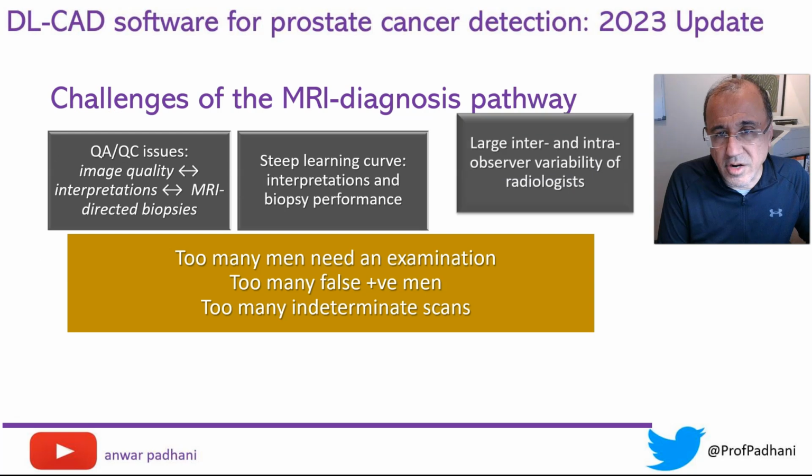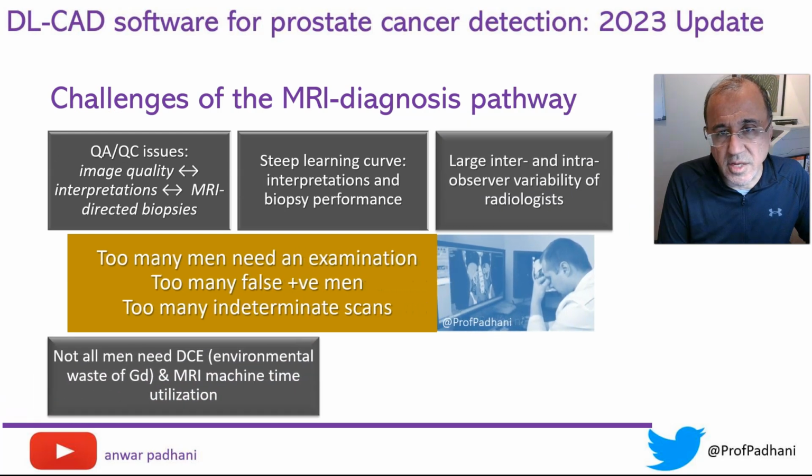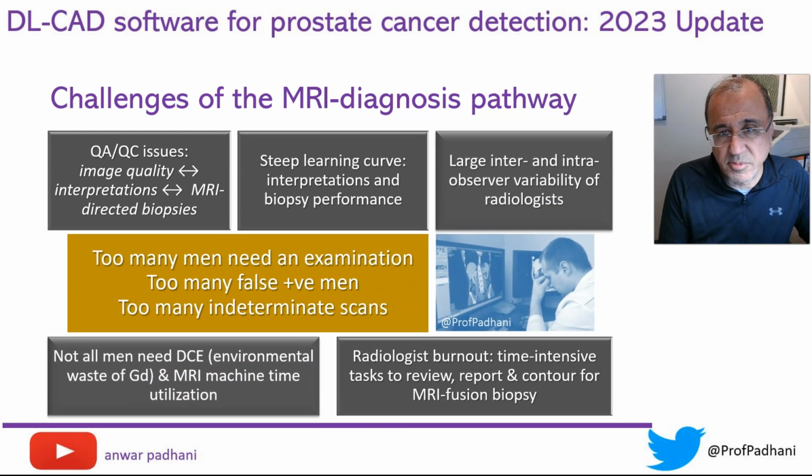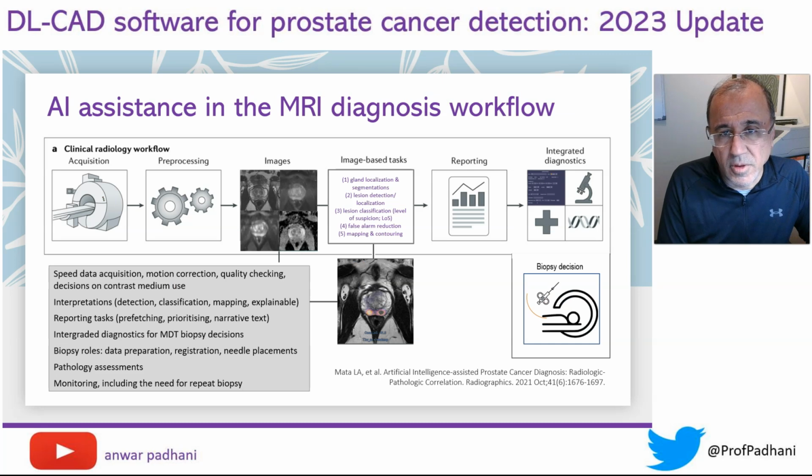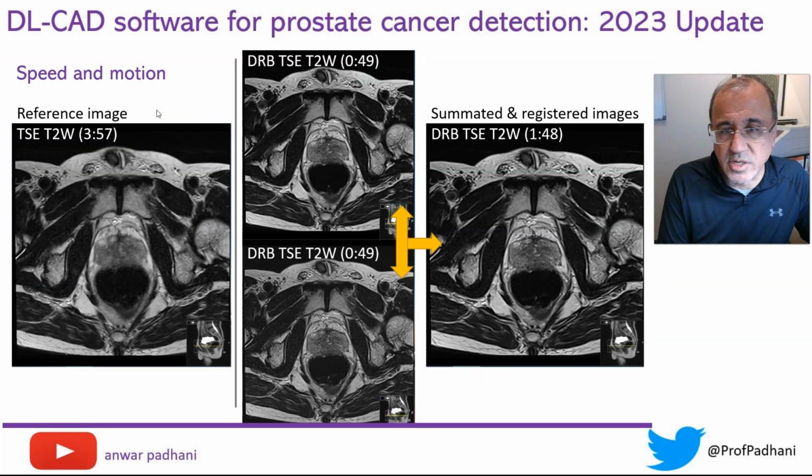Now we all know that there are multiple problems with the MRI diagnostic pathway, some of which are outlined here. We don't need to discuss these in any great detail. But we do know that AI is able to help us in the prostate cancer pathway by solving some of these problems. Let's start off by briefly mentioning how AI could be helpful for speeding up the process.